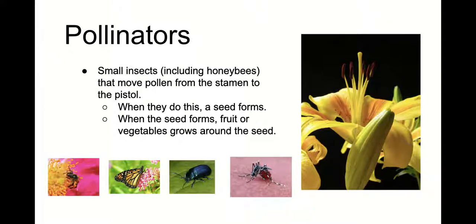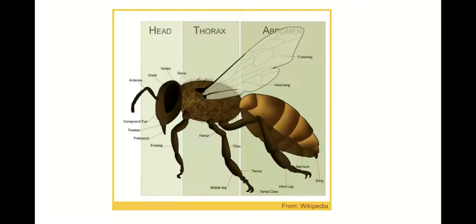And when a seed forms, fruit or vegetables grow around it. So if you think about an apple, the seed is in the middle, and then the fruit is around it. So that seed is formed from when the pollen is moved to a different part of the flower. And honeybees help that. I also included pictures of other pollinators.